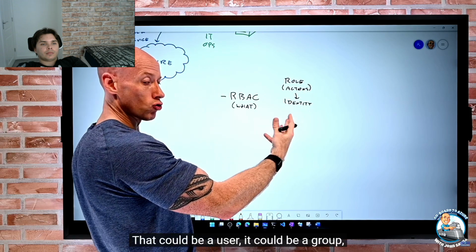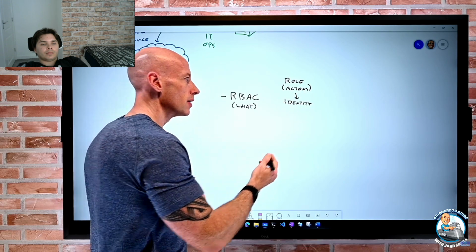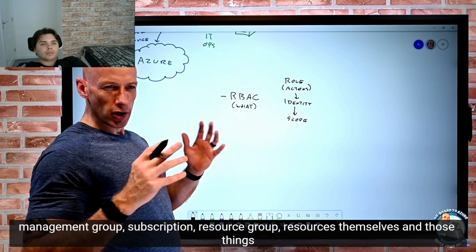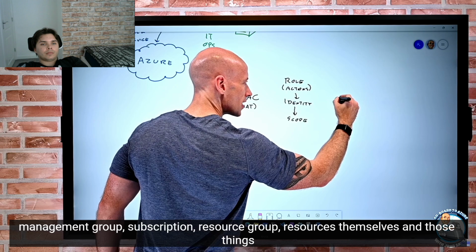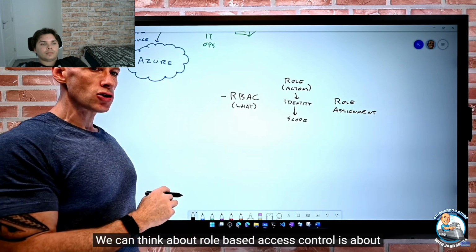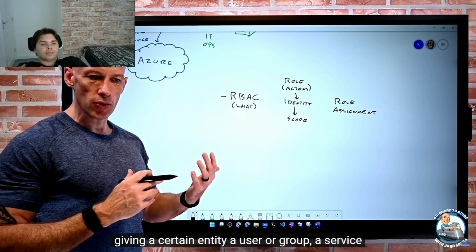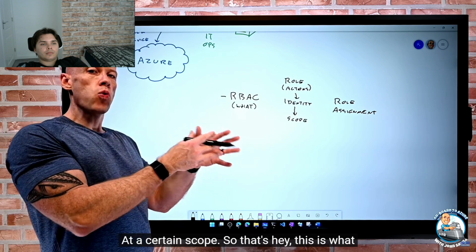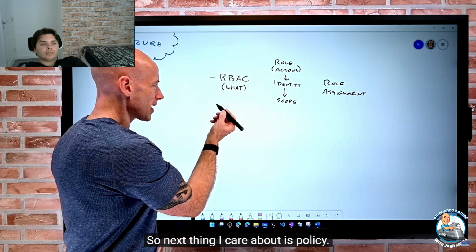That could be a user, it could be a group, it could be a service principal, which represents an application, at a certain scope. I'm going to talk about what those scopes are, but management group, subscription, resource group, resources themselves. And those things together are a role assignment. We can think about role-based access control as giving a certain entity, a user, a group, a service principal, a certain set of permissions at a certain scope. So that's, hey, this is what you can do. So the next thing I care about is policy.